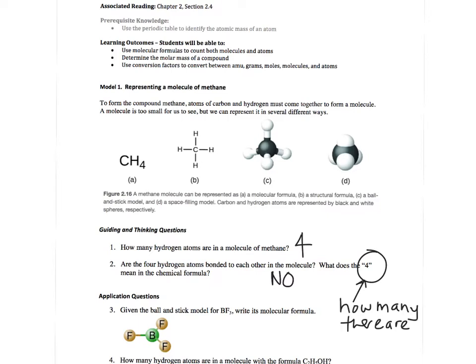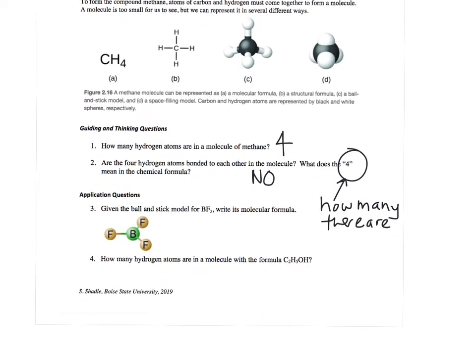So let's look at a couple of other examples. We're given a ball and stick model here, and I actually gave you the formula, but I want to know, if you're given the ball and stick model, can you write a molecular formula from that? So how would we do that? First of all, we would recognize that there's 1 boron, and the other element that's present is fluorine, and we can see that there are 3 different fluorines, so we give that a subscript 3.